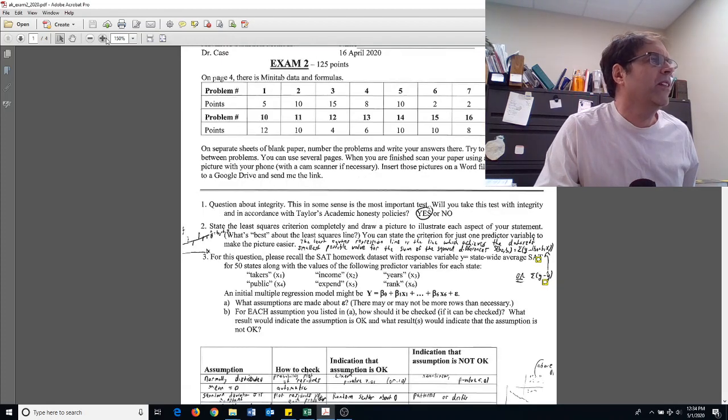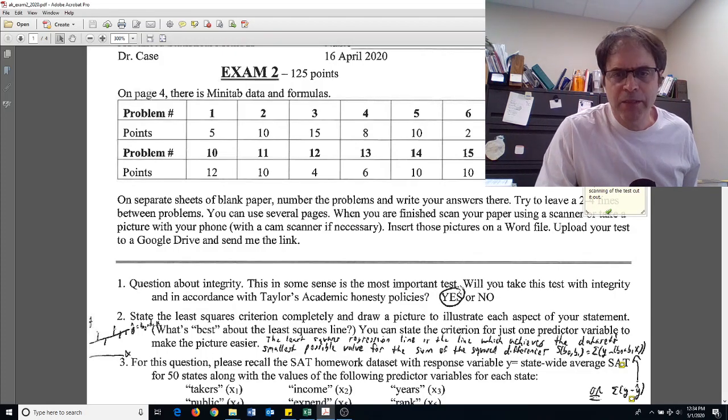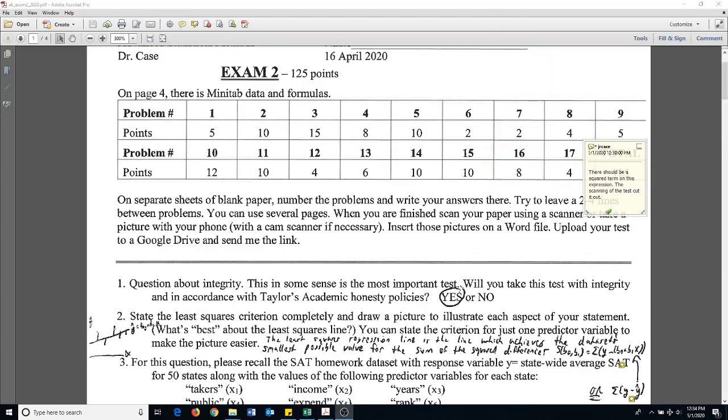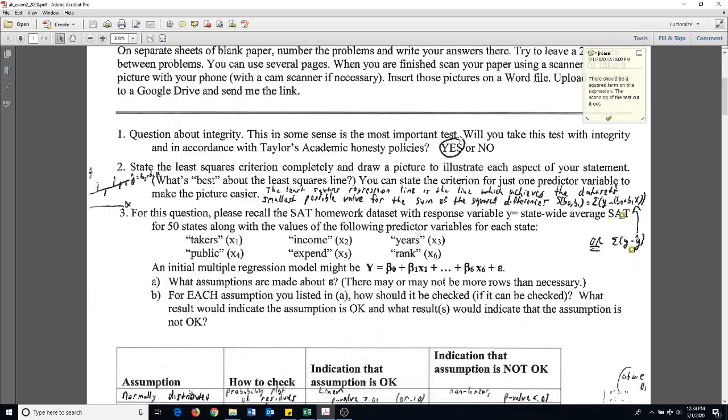Most everyone said they have integrity, and that's maybe the most important question on the exam and in your life. The second one was a little disappointing in that I didn't get 100% on this. State the least squares regression criteria, stated, for example, on page 57. You should note that there should be squared terms on these expressions, but the scanning on the copy machine cut it off.